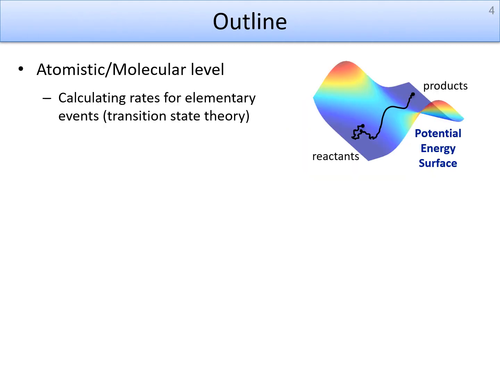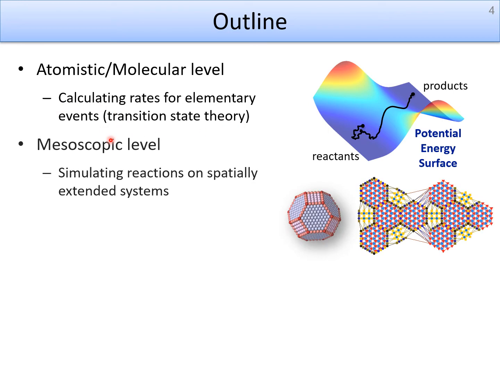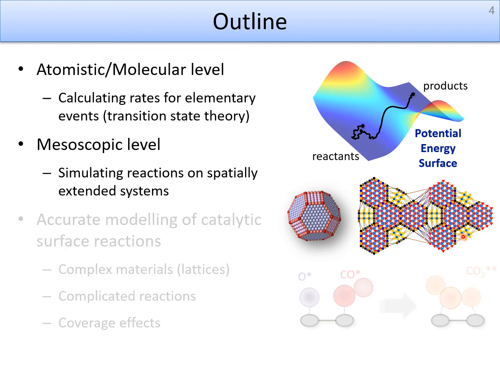So for the rest of the lecture, we're going to discuss some concepts at the atomistic and molecular level, specifically transition state theory and how we can calculate rates of elementary events using this theory. Then we're going to transition to the mesoscopic level. So we're going to discuss the simulation of reactions on spatially extended systems, like this nanoparticle here, which we represent as a lattice in the kinetic Monte Carlo approach.